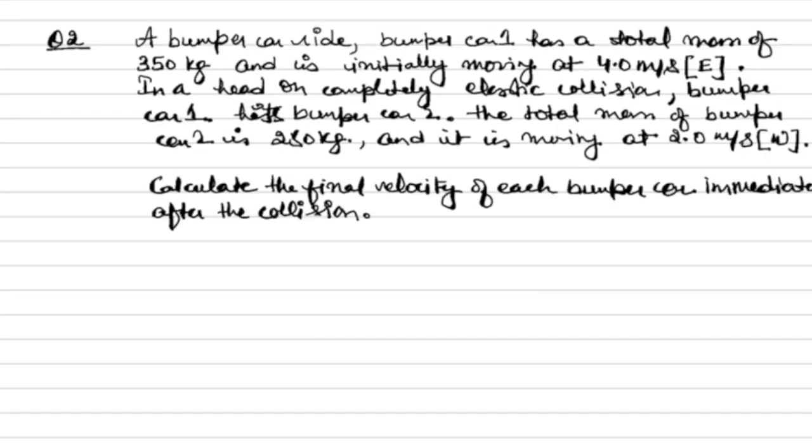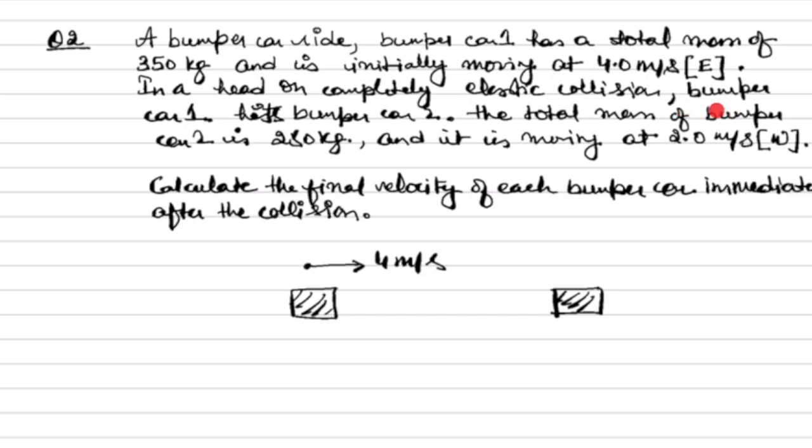Let's do another question. Here is a car ride. Bumper car 1 has a total mass of 350 kg and it is initially moving at 4 meters per second eastwards. So east means right side. So I will just put some mass here. It is going this side with a speed of 4 meters per second. And the other car is moving this side.